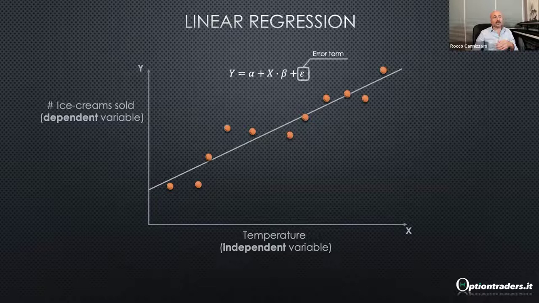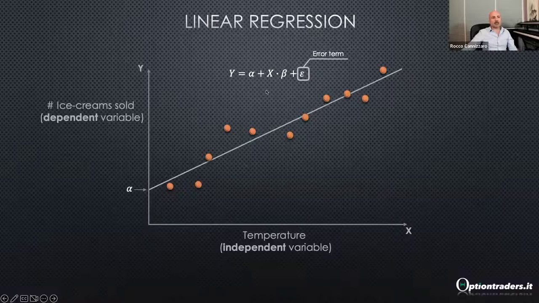A typical format of this line is the one you see on the top, where you have alpha, which is called the intercept, and represents the value of my dependent variable when the independent variable is zero. It's basically an offset. Then we have beta, another parameter we want to estimate, which represents the slope of the line. The higher the beta, the more the line tends to go up. If beta is negative, the line goes down. And if beta is zero, you get a line parallel to the x-axis. Finally, there's an error term, which describes that my model is never perfect. There's always going to be some kind of error.